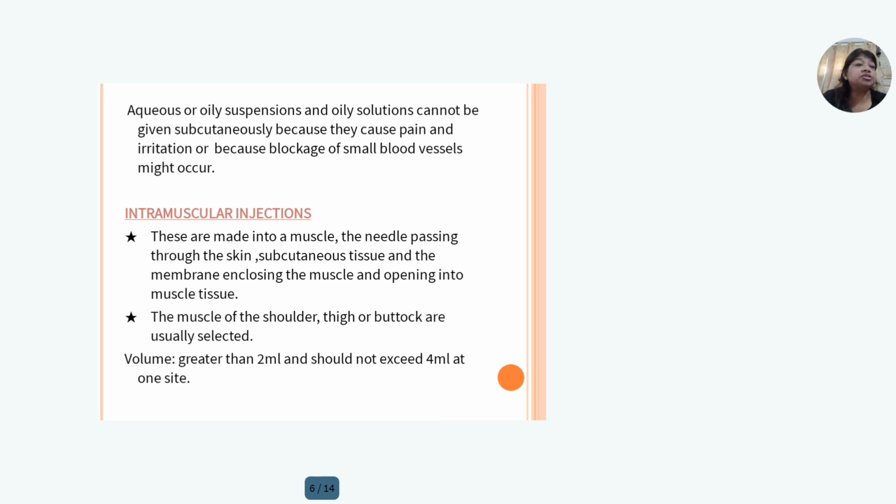Sometimes a question comes: by which route will we administer this oily suspension? Oily suspension is administered through the intramuscular route only. Intramuscular means directly into the muscle. The needle passes through all the layers of the skin and goes to the muscle. Which muscles are used? The shoulder, thigh, buttock, etc. And the volume ranges between 2 ml to 4 ml, but should not exceed 4 ml.